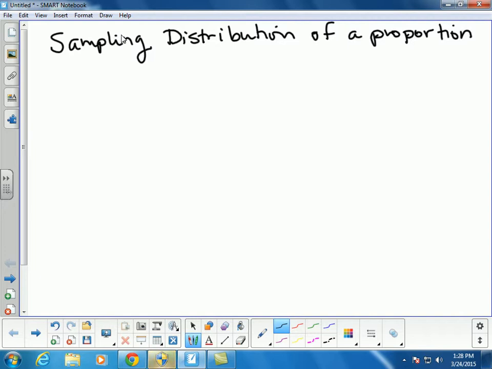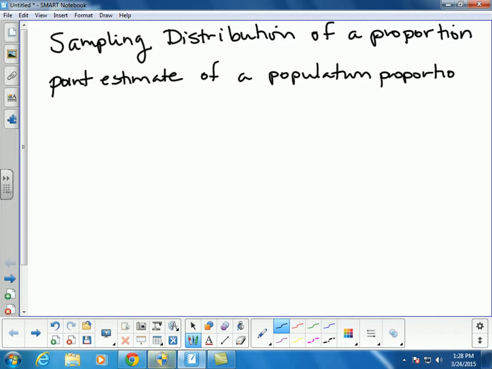So if we have what we call the point estimate of a population proportion, it is called p hat.